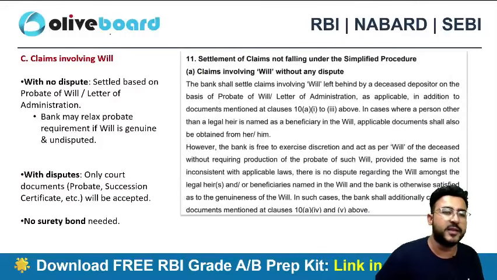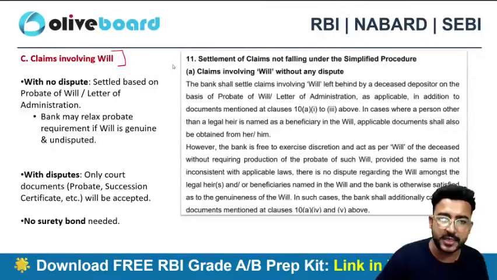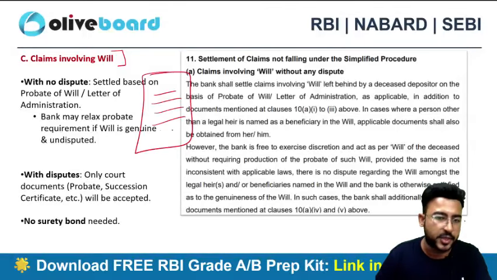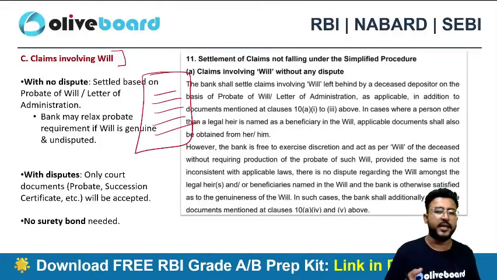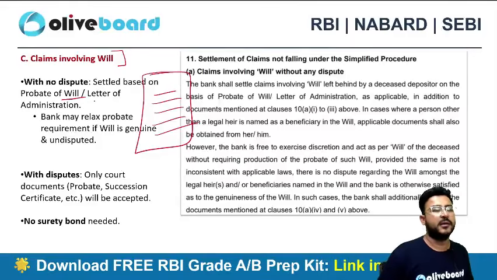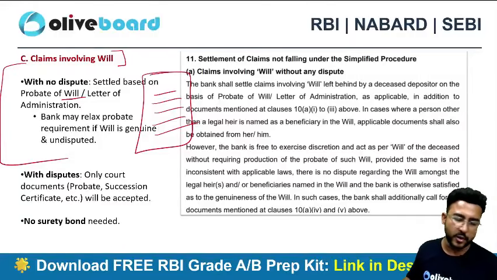Claims involving a will. If there is an involvement of a will, that means the person has written a particular will, right? The deceased person has written the particular will, and now all the things related to the settlement will be mentioned in the will. So accordingly, the bank will definitely settle the things if there is no dispute on the basis of that will.